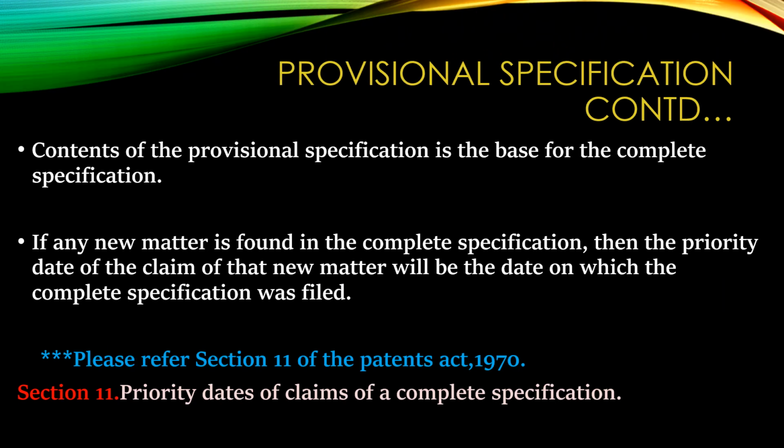Now, provisional specification continued. The contents of the provisional specification are the base for the complete specification. Just remember this, friends. That means if any new matter is found in the complete specification, then the priority date of the claim of that new matter will be the date on which the complete specification was filed, and not the date when the provisional specification was filed. I hope it is pretty clear. For this, please refer section 11 of the Patents Act 1970, where the title is priority dates of claims of a complete specification. Let us proceed.